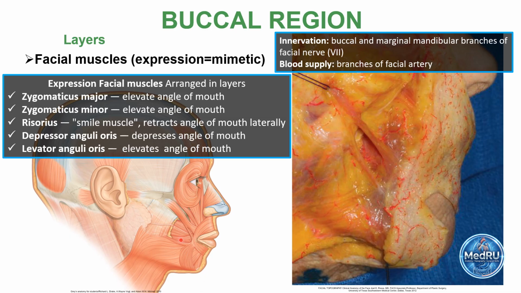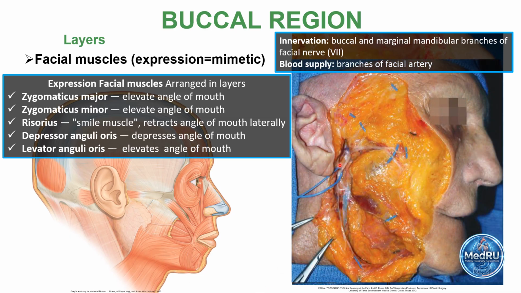It originates from the parotid fascia and inserts into the modiolus at the angle of the mouth. Its action is to retract the angle of the mouth laterally, producing a tense grin or smile. Also, the depressor and levator anguli oris depress and elevate the angle of the mouth. All these muscles are innervated by the buccal branches of the facial nerve.